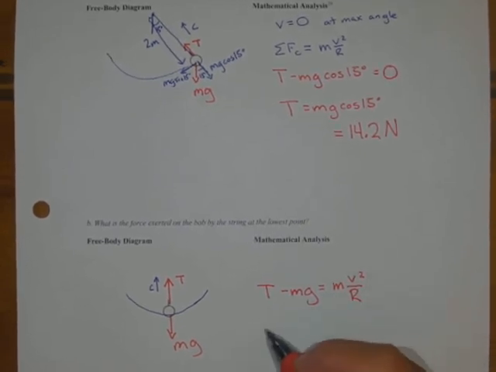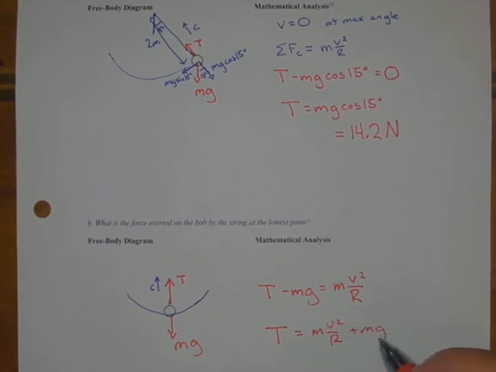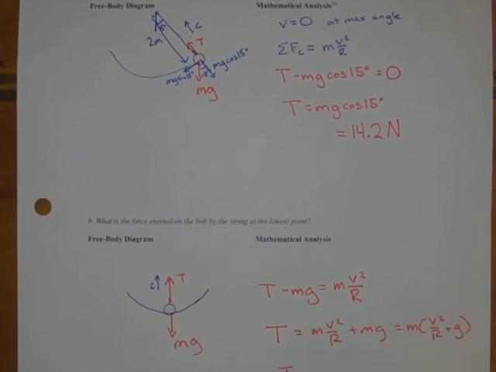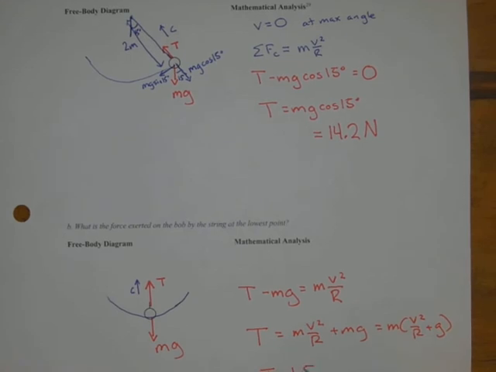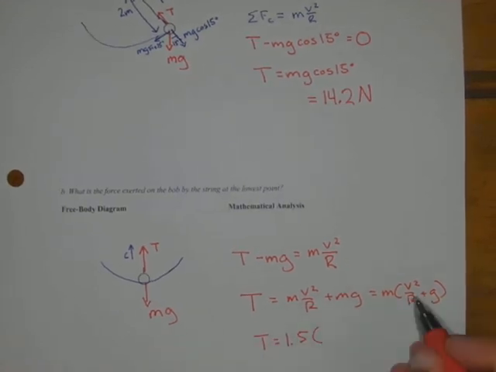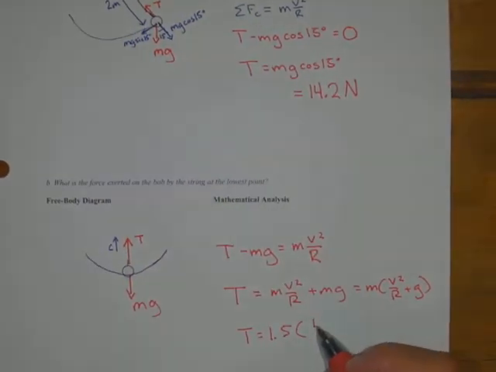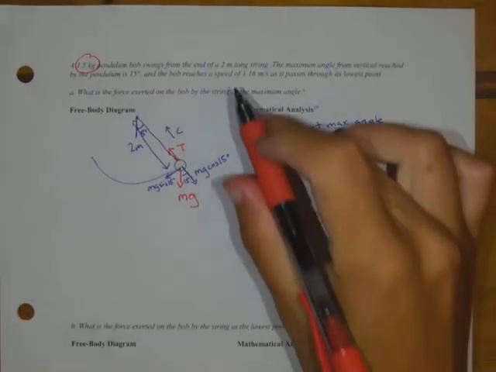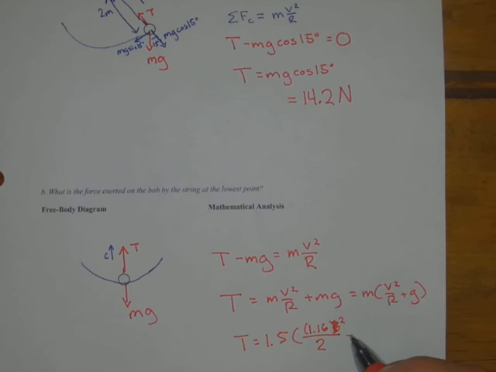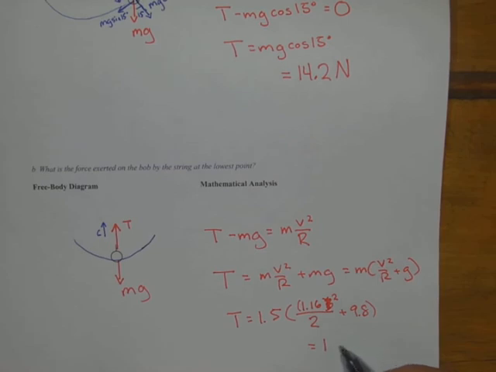Let's bring the force of gravity over to the other side and say T is equal to mv squared over r plus mg. I can pull out the m, and then I have T is equal to 1.5 kilograms times, v is equal to 1.16 meters per second. We'll leave the units out. This is squared, divided by the radius, that's the length of the string, which is 2 meters, plus 9.8, and this gives me 15.7 newtons.